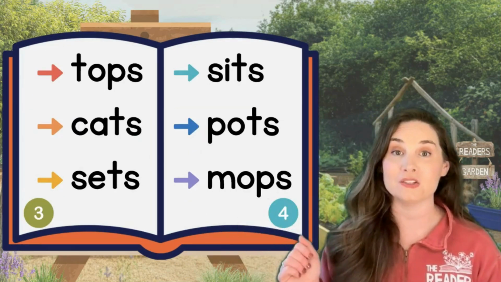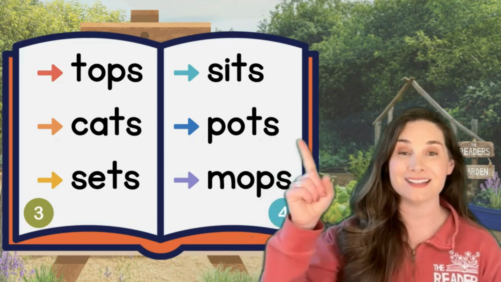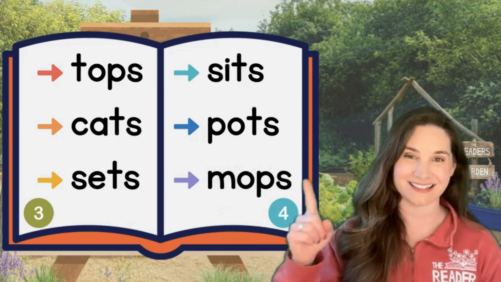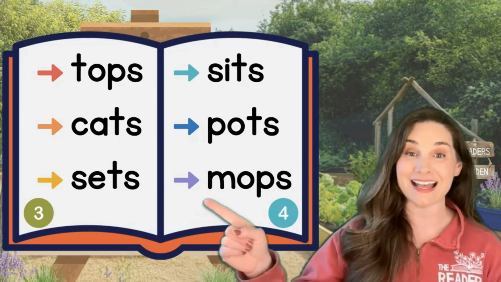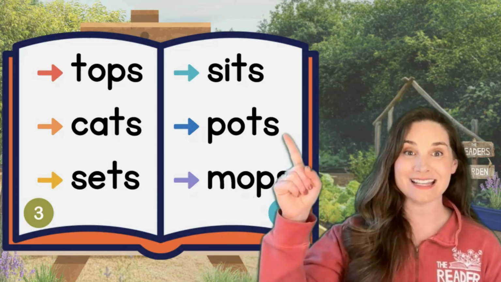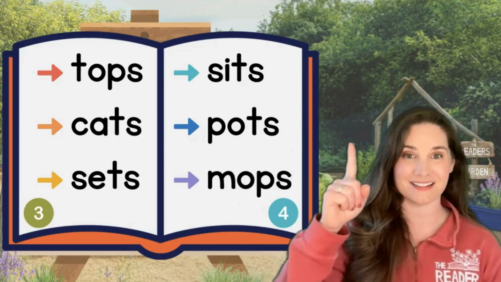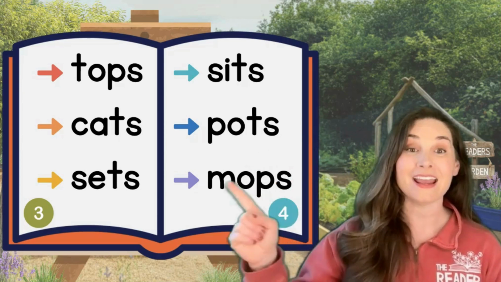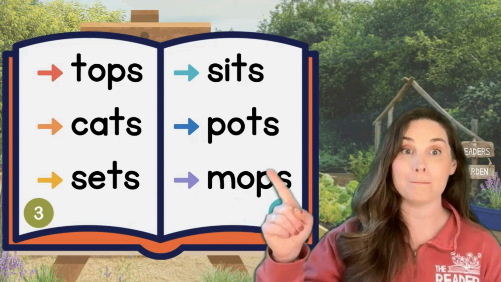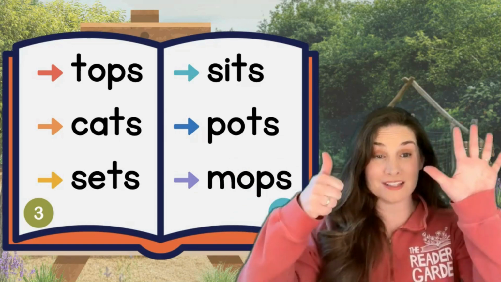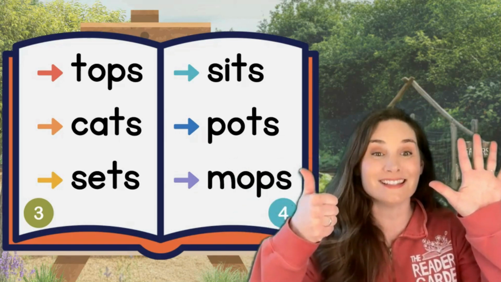Here's some more words for us to read. Starting at the top of page 3, ops, tops. Orange arrow, ats, cats. Yellow arrow, et, sets. Let's go to the top of 4, it, sits. The blue arrow, ot, pots. And the purple arrow, ops, mops. We read 6 words that all ended in the s sound.